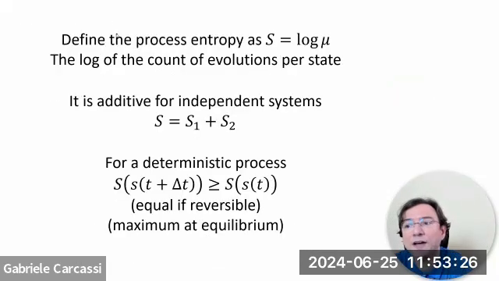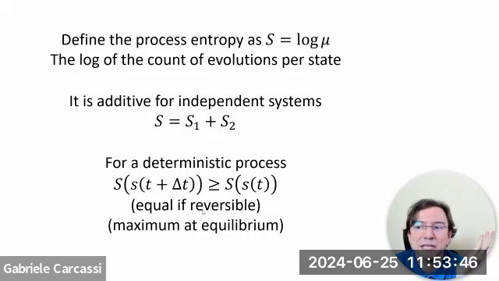So now if we define this process entropy as being the logarithm of the count of evolutions, we find that it is additive over independent systems. And since the logarithm is a monotonic function, then for a deterministic process, it's not going to be decreasing. It's going to be equal if it's reversible, and it's maximized at equilibrium.